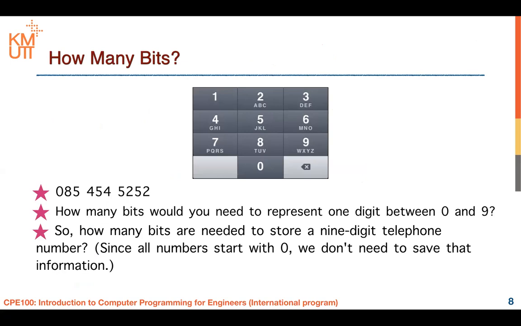So this question: if you want to represent a telephone number, how many bits would you need to represent one digit between 0 and 9? What does it mean?